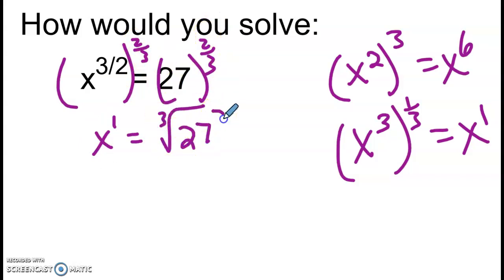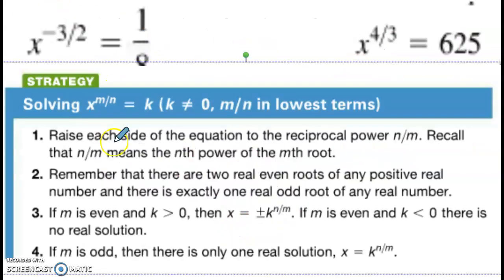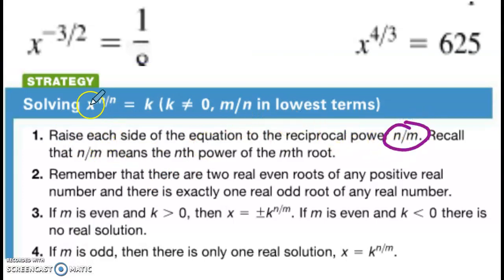So that's the cubed root of 27 squared. So x equals 3 squared, right? The cubed root of 27 is 3. So we get 9. Okay, so the key is raising it to the reciprocal exponent. And that's what this little strategy is telling me here. Raise each side of the equation to the reciprocal power. If it's x to the m over n, we're going to raise it to the n over m power. And it goes through and reminds you that this is the nth root of the mth power. Okay, remember that there are 2 even roots of any positive real number.